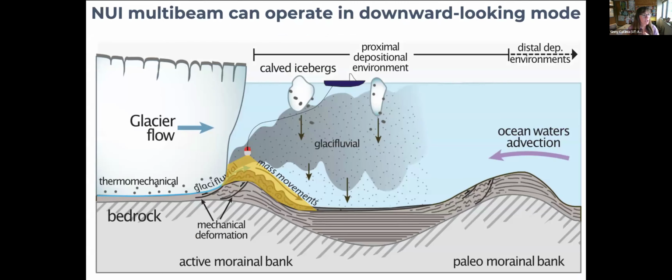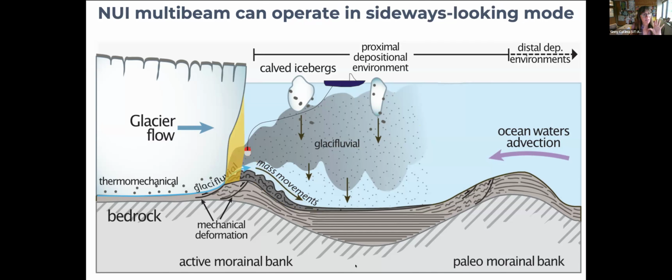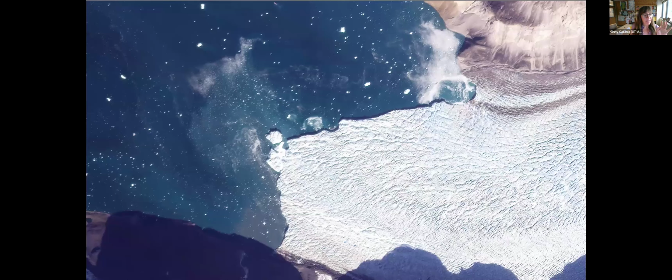So the data I'm going to largely show you are the stuff that's very close to the grounding line. We have multi-beam pointed towards the seafloor, so we could look at the seafloor topography. And then we also collected multi-beam data of the subglacial terminus face. And I'll show you that as well as some ADCP data.